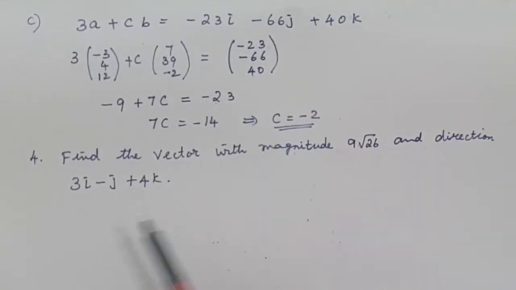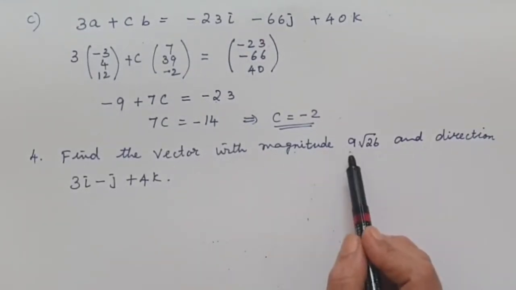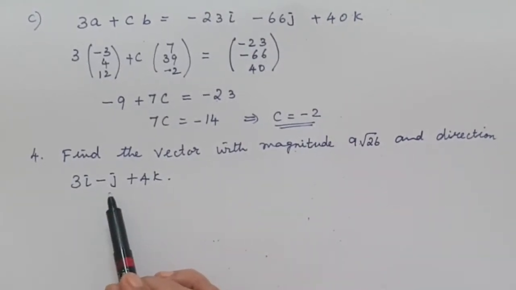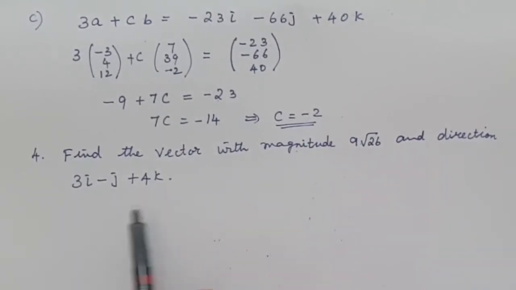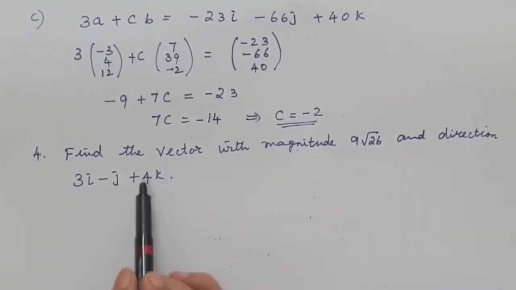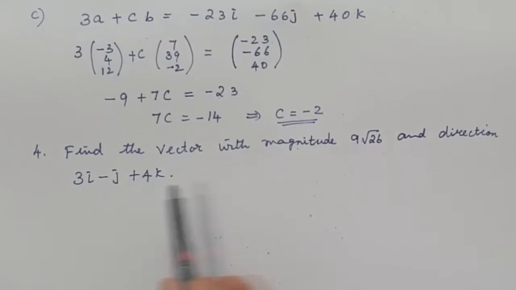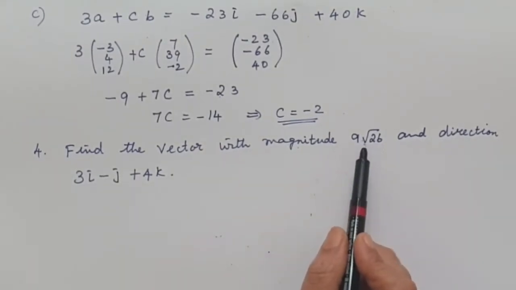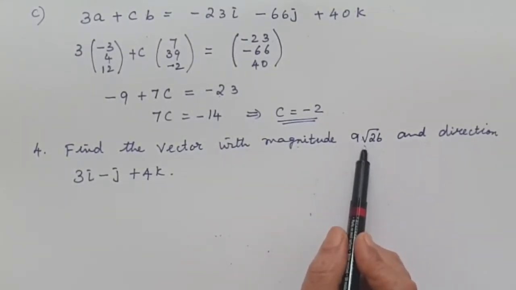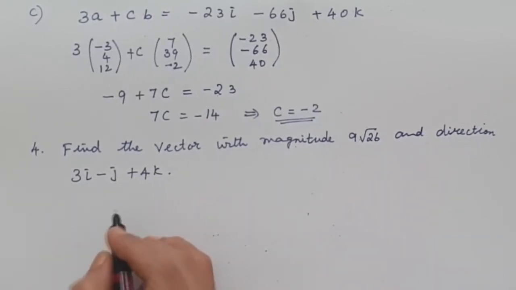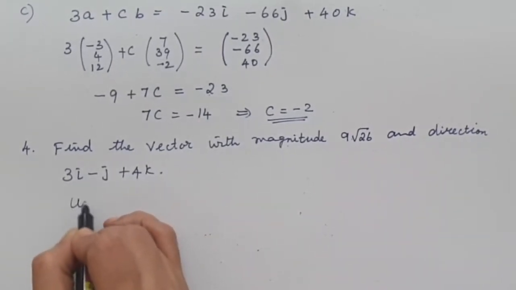Fourth question, find the vector with magnitude 9 square root of 26 and direction 3i minus j plus 4k. In order to find this vector, we find this unit vector. This unit vector we'll find and then multiply by the magnitude which is given to us. That will give us our required vector. So first let us find the unit vector.